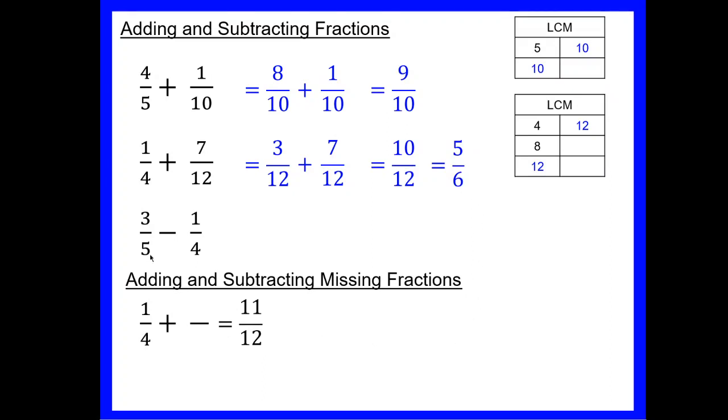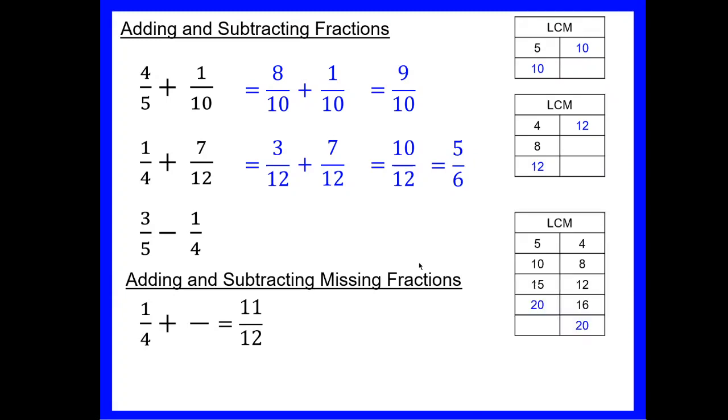Okay, our next one then, we've got 5 and 4. So again, I've got to do the lowest common multiple. If I'm not sure, I'm going to do my times tables. My 5 times table and my 4 times table. The smallest number in both is 20. So I've got to get from 5 to 20, so that's 1, 2, 3, 4. So I'm multiplying this one by 4. 3 times 4 is 12. 5 times 4 is 20. So we get 12 over 20.